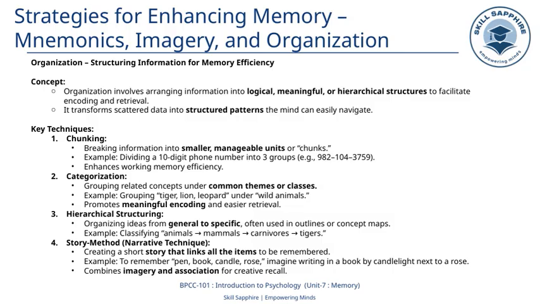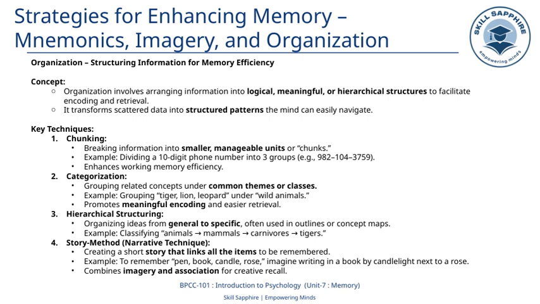Another important technique is categorization. Here, we group related concepts under common themes or categories. For instance, if we think of tiger, lion, leopard, we can group them together under wild animals. This promotes meaningful encoding and makes retrieval much easier because related items are stored together.